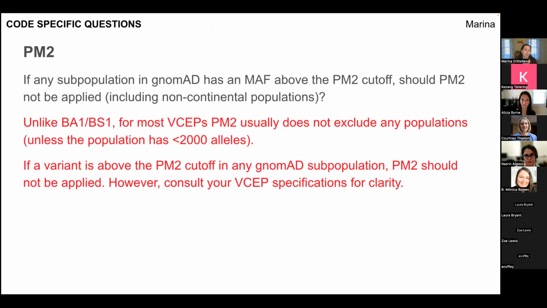So unlike BA1 or BS1, for most VSEPs, PM2 does usually not exclude any populations, unless the populations have a small number of alleles. So oftentimes they'll say greater than 2,000 alleles. So if a variant's above the PM2 cutoff, PM2 supporting really is what we're talking about here, and in any gnomAD subpopulation, PM2 should not be applied. But you should consult your VSEP specifications and your VSEP for clarity there, with the rationale being if it's above a frequency in any population, it's concerning.